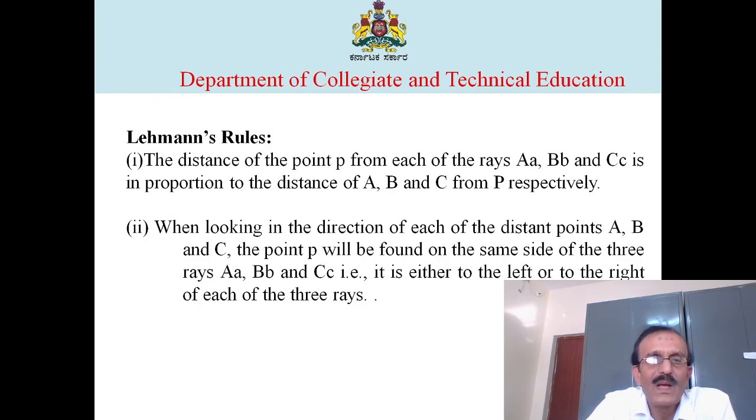By Lehmann's rule, the distance of point P from each of the rays AA, BB and CC is in proportion to the distance of A, B and C from the point P respectively. Then looking in the direction of each of these distant points A, B and C, the point P will be found on the same side of the three rays AA, BB and CC. That is, it is either to the left or right of each ray.